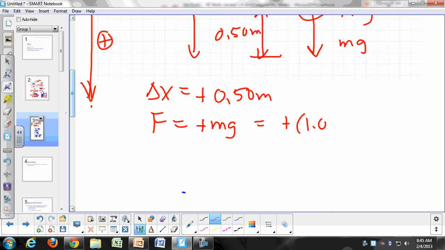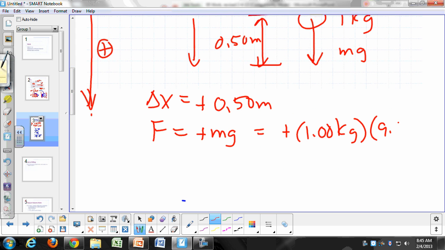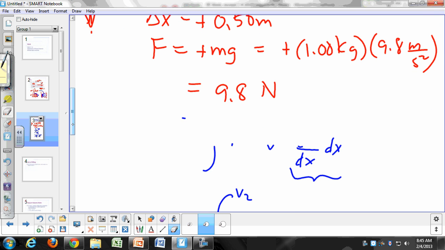So 1 kilogram, 9.8. Okay. And did I use 1.00 kilogram? Okay. 9.8 meters per second squared. So that's going to be 9.8 newtons, right? So what's the work that we did on the object?